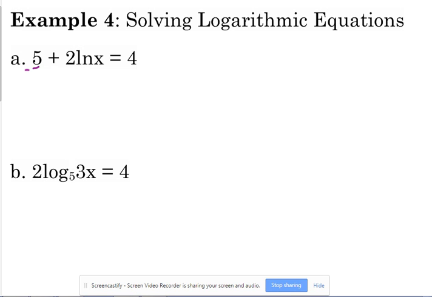So we are going to start by subtracting the 5 from both sides. So we've got 2 natural log of x is equal to negative 1. Then we divide by 2 on both sides. So we've got the natural log of x is equal to negative 1/2.